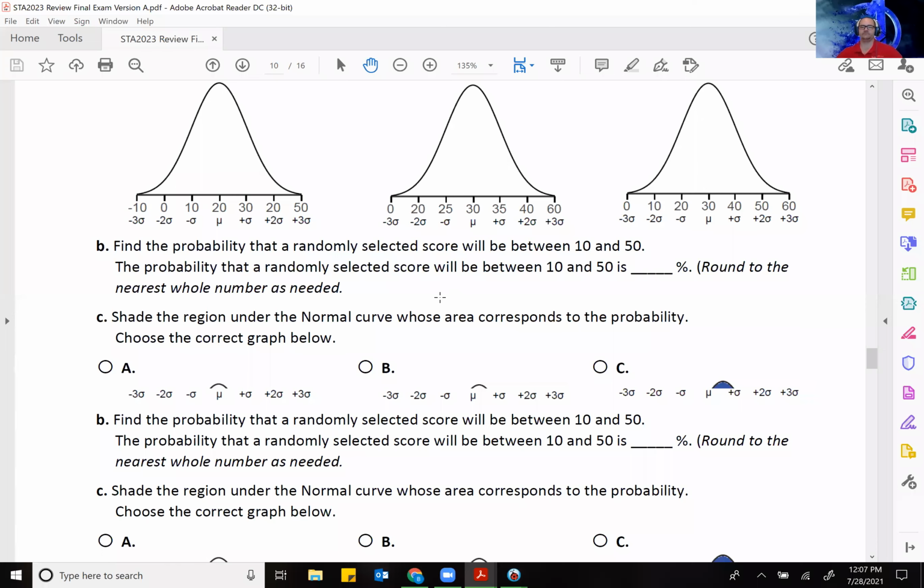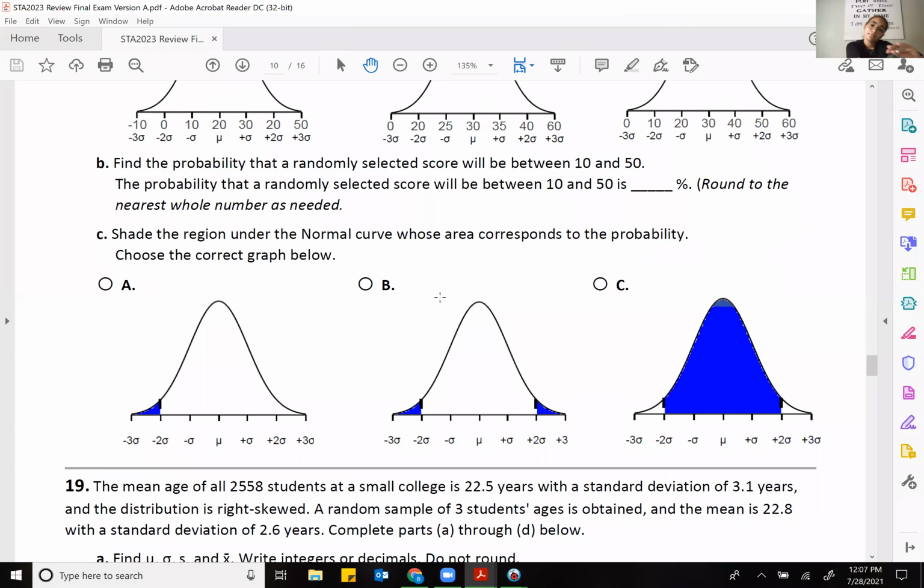So again, on this, we go back. Part C is going to be just like before. Which picture is it? C. C. C, I knew you could do it. Get it? All right, 19.